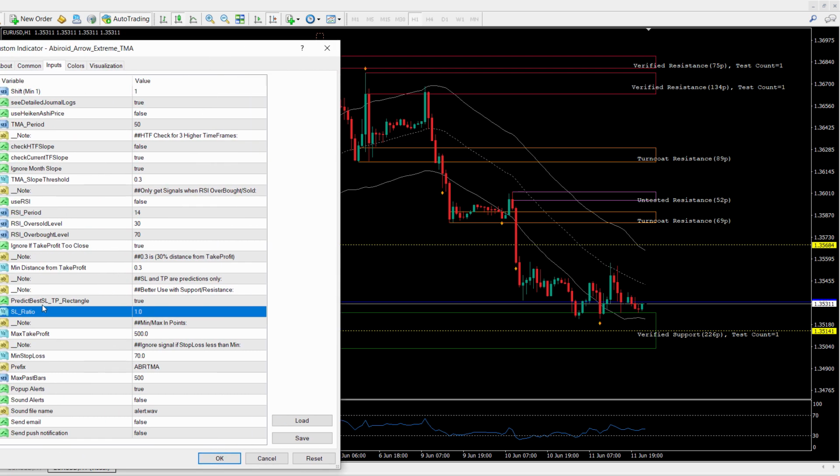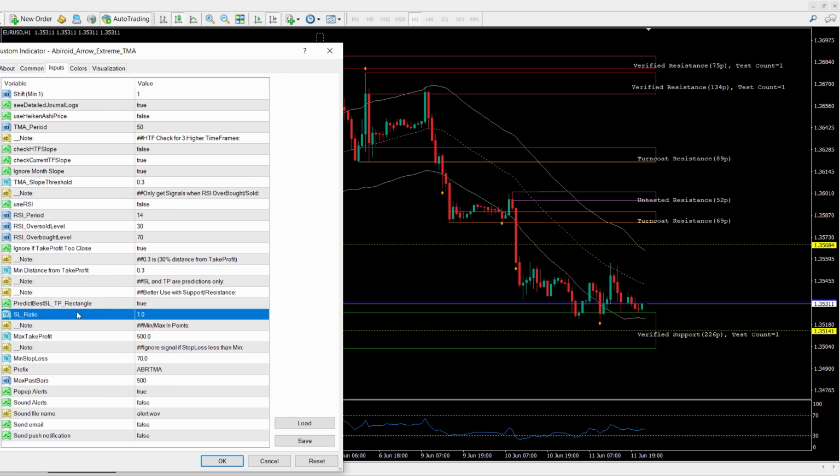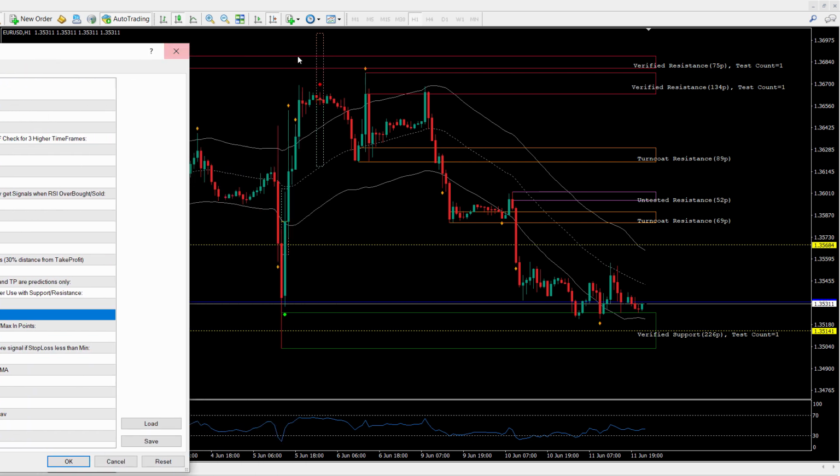And if the stop loss ratio is 1, then it will consider the stop loss to be the same distance as your take profit. If your stop loss is 0.5, then it will consider it as half that of take profit. But for stop loss, I would suggest that for sell signals, you consider the nearest resistance and place the stop loss above that. And for buy signals, consider the nearest support and place your stop loss below that zone.